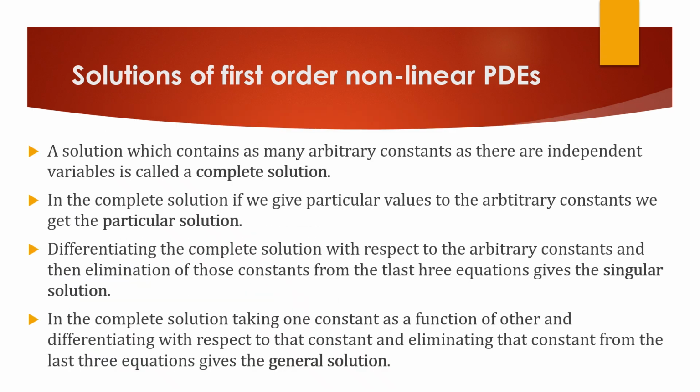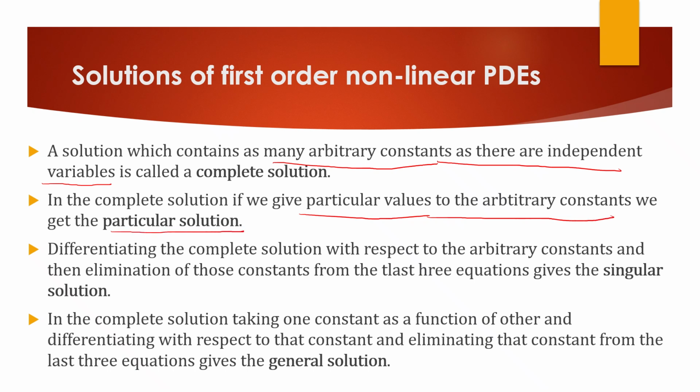So what is a complete solution? A solution which contains as many arbitrary constants as there are independent variables is called a complete solution. In the complete solution, if we give particular values to the arbitrary constants, we get a particular solution. Differentiating the complete solution with respect to the arbitrary constants and eliminating those constants from the last three equations gives the singular solution.